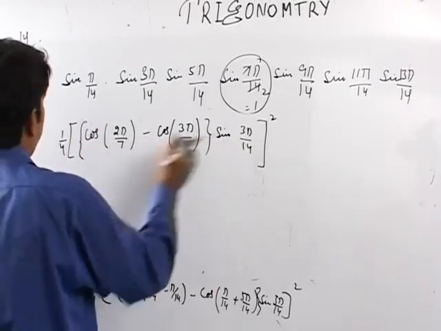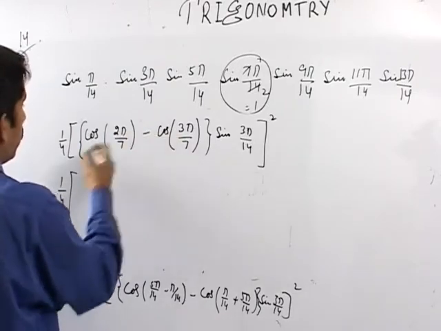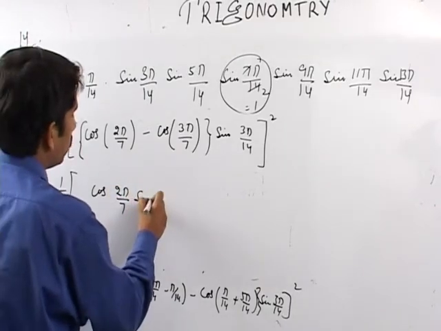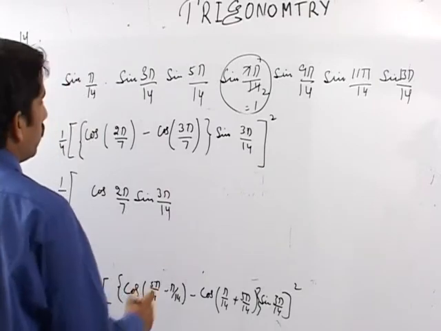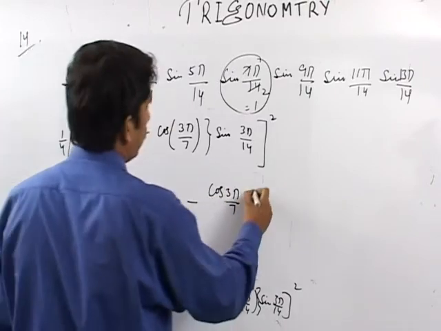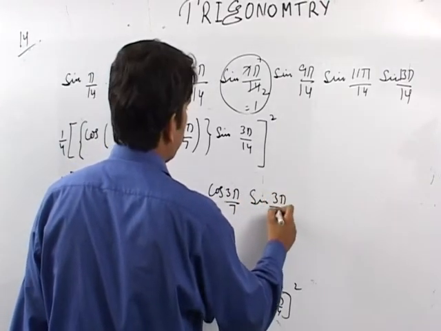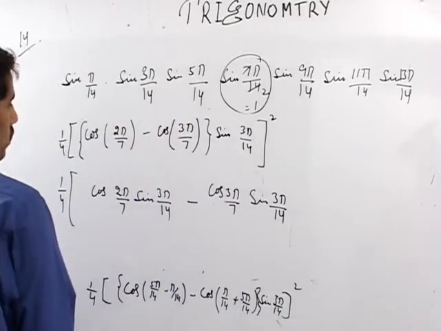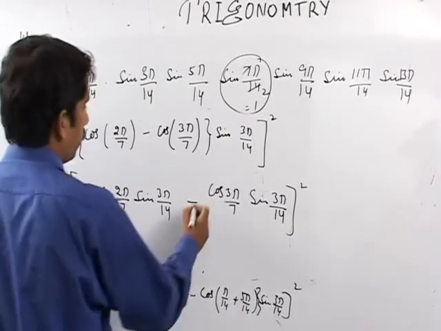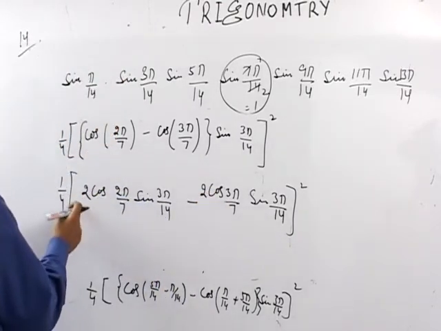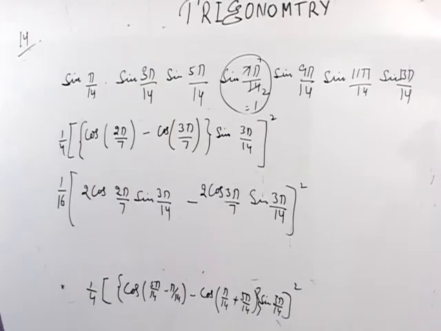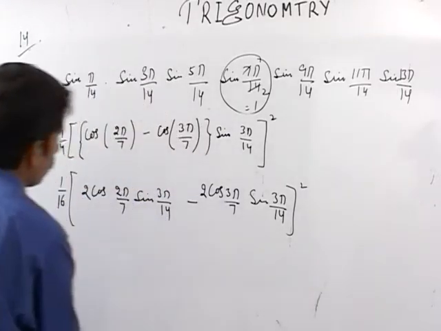Now again multiplying these, you will get 1 by 4. This is cos 2 pi by 7 sine 3 pi by 14 and minus cos 3 pi by 7 and sine 3 pi by 14, the whole square. Now multiply and divide by 2. So here you will get 1 by 2, and when you come outside, this will become 4. 4 into 4 is 16. Now this is 2.